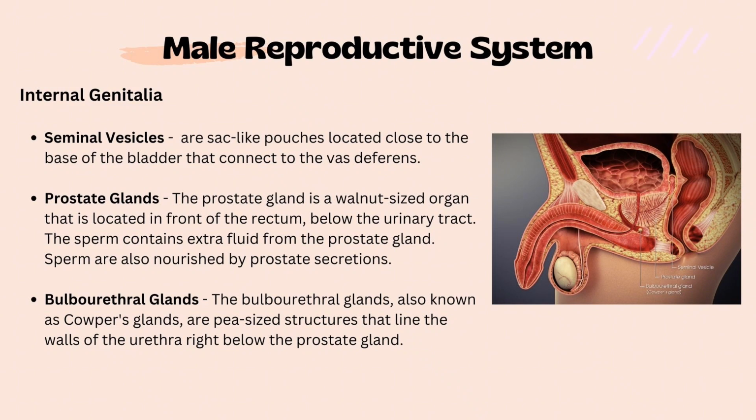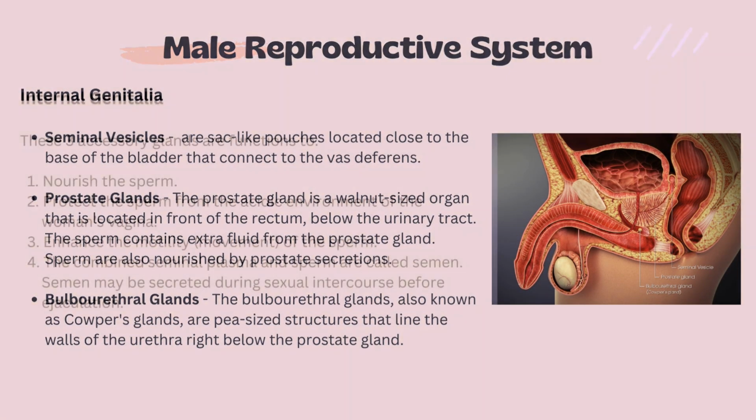Next are the bulbourethral glands, also known as Cooper's glands. They are pea-sized structures that line the walls of the urethra, right below the prostate gland. A short duct from each gland enters the proximal end of the penile urethra. They respond to sexual stimulation and secrete an alkaline mucus-like fluid.